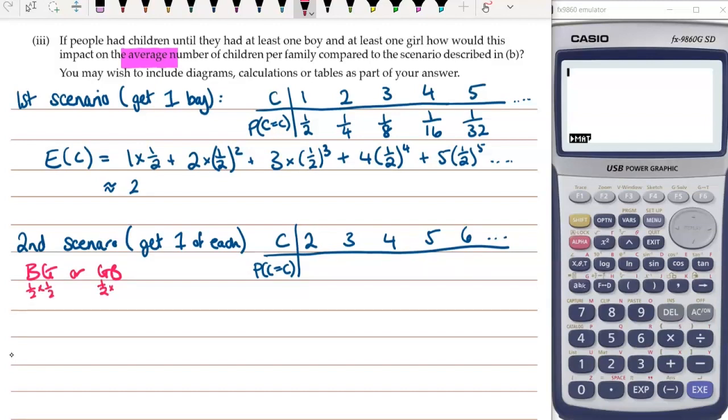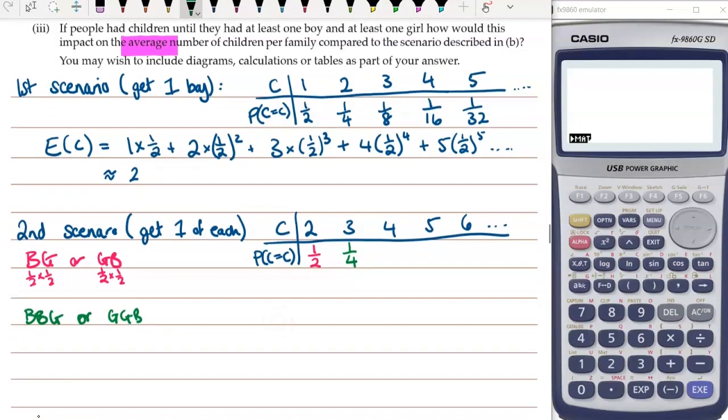This is a half times a half. So each of those is a quarter, but then we times it by 2. So a quarter times by 2 is a half. Then to get 3 children, you'd have to go boy, boy, girl, or girl, girl, boy. So that's half times half, and double it for the other way it could happen. So a half times a half times a half is 1/8, and then double it is a quarter.